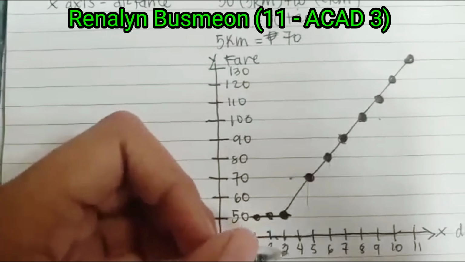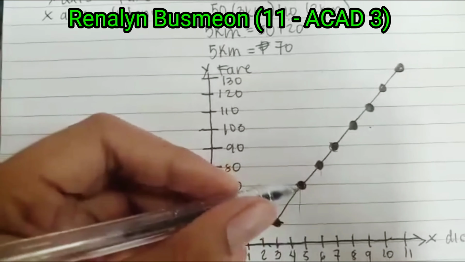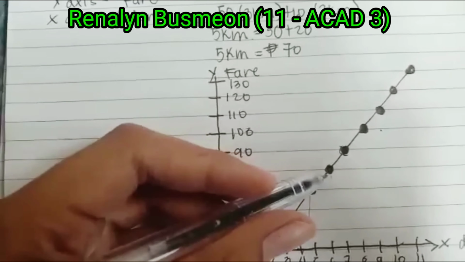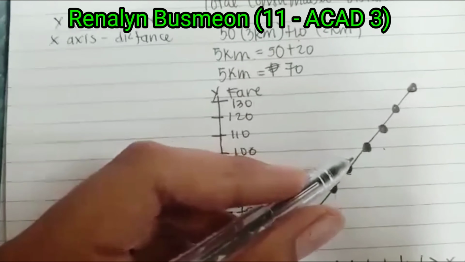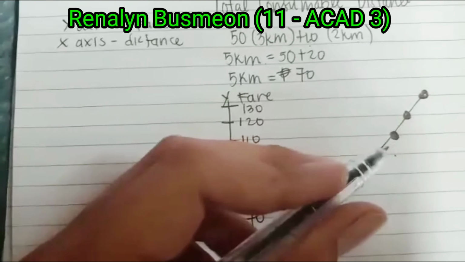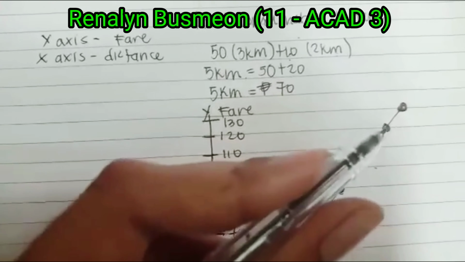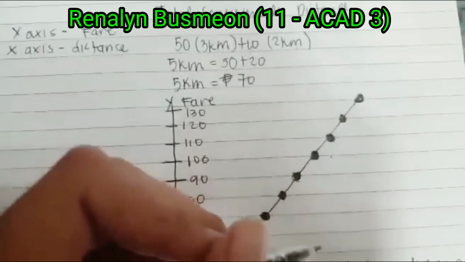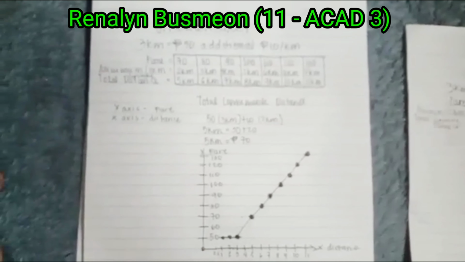So, pag nag-add ako ng 2 kilometers sa minimum fare, ang kakalabasan ay 70 pesos. Pag nag-add naman ako ng 3 kilometers, ang kakalabasan ay 80 pesos. Pag nag-add ako ulit ng 1 kilometer, 90. Pag nag-add ako ng 1 kilometer, 100. Pag nag-add ako ng 1 kilometer ulit, naging 110 na. Pag nag-add ako ng 1 kilometer, 120 and naging 130. Yun, 8 kilometers na. So, yun. Thank you.